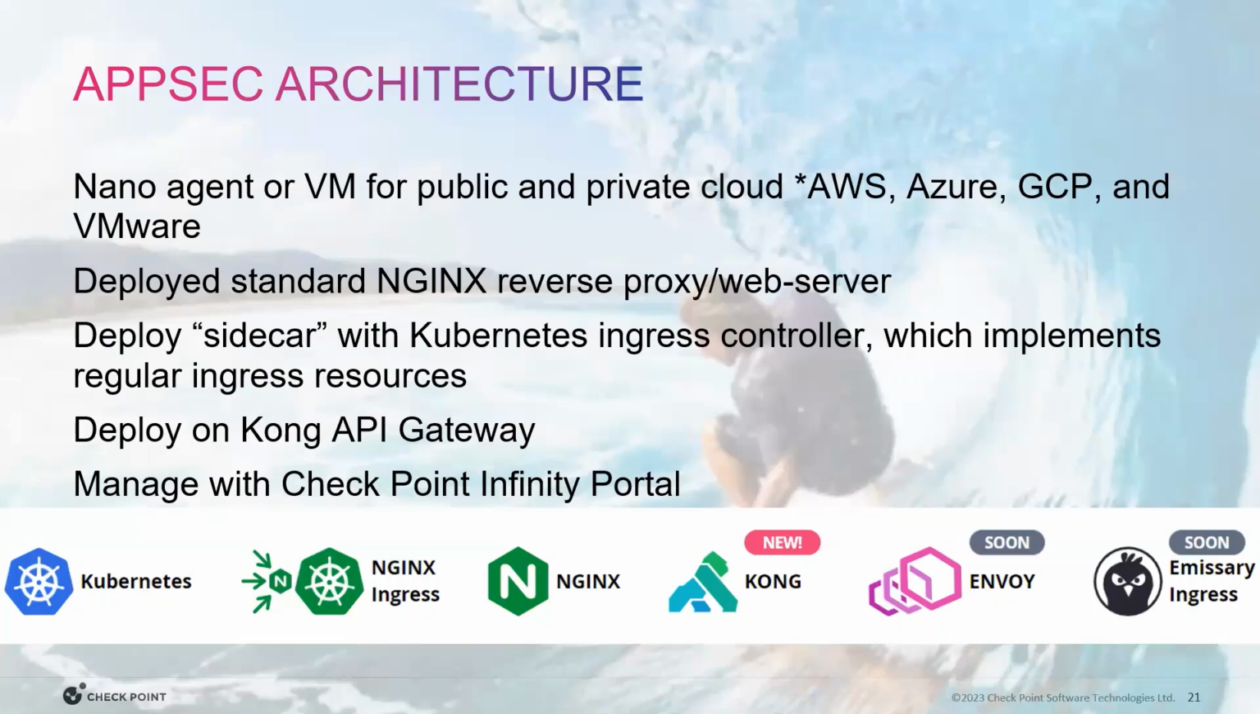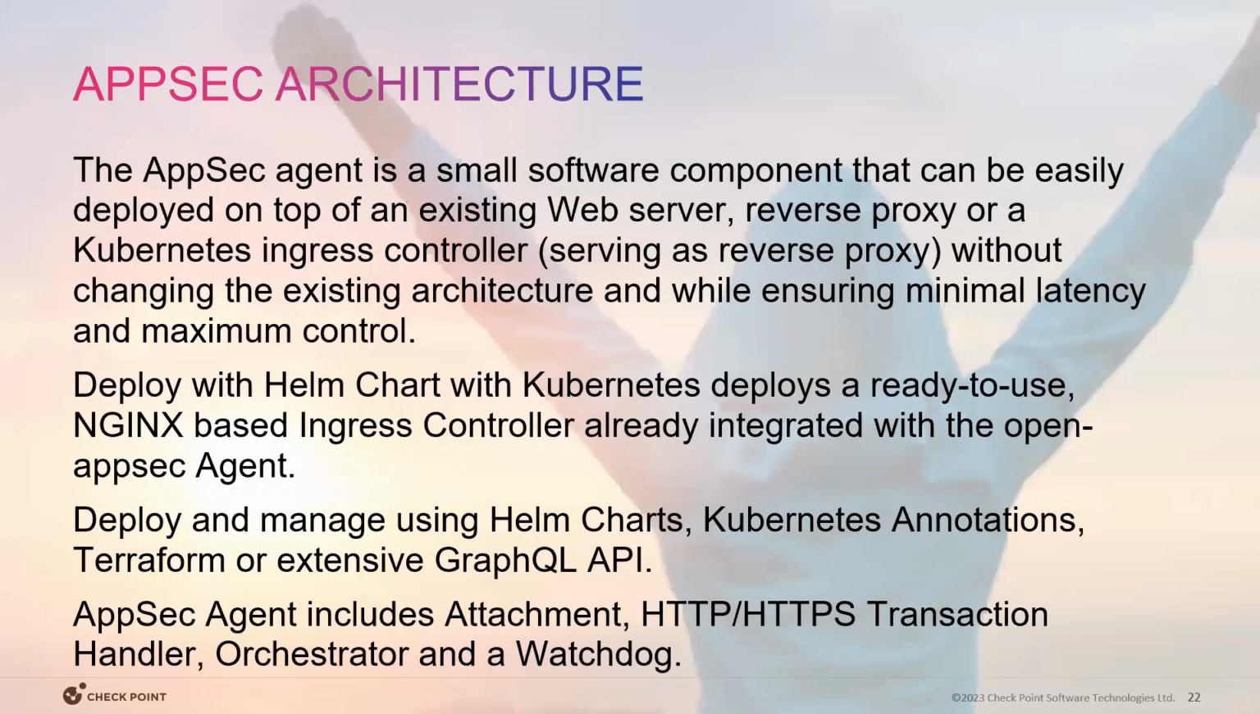All right, architecture, moving along. We have a nano agent, or you can use a full virtual machine. This is for public and private cloud. The agent can run on a container or as a virtual machine. We can put it as an agent on Nginx, so it can be a reverse proxy web server. It can be deployed as a sidecar with a Kubernetes ingress controller. And we can deploy on Kong API gateway, and we can manage with our portal, which I'll show you.